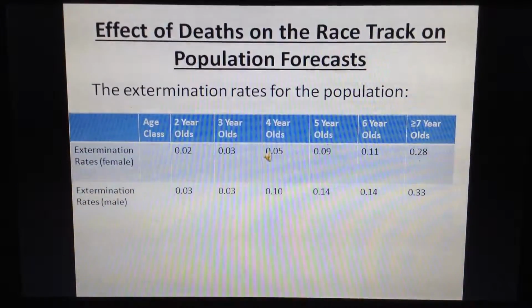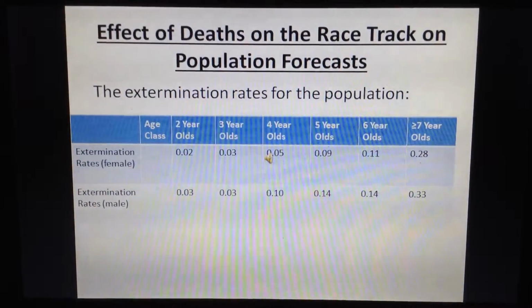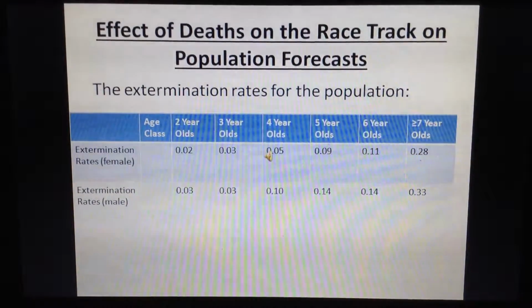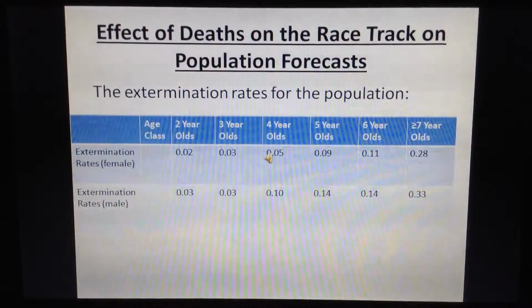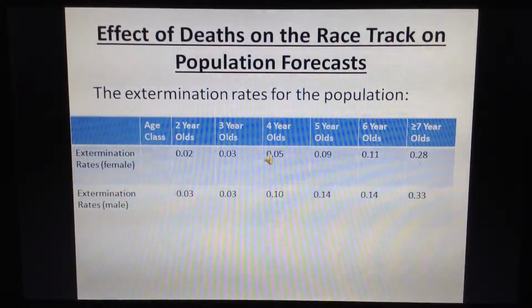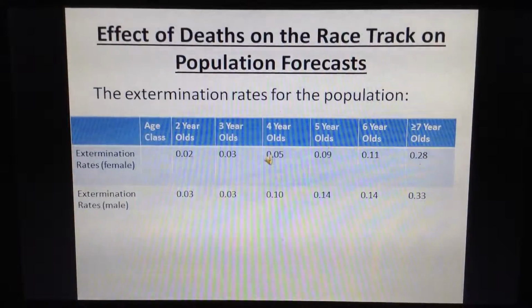To explore the effects that deaths on the racetrack have on the growing population of both male and female racehorses, an extermination matrix needs to be formed. For this, extermination rates are used. These were calculated by taking the number of deaths in 2010 as a percentage of the total population for that age class.